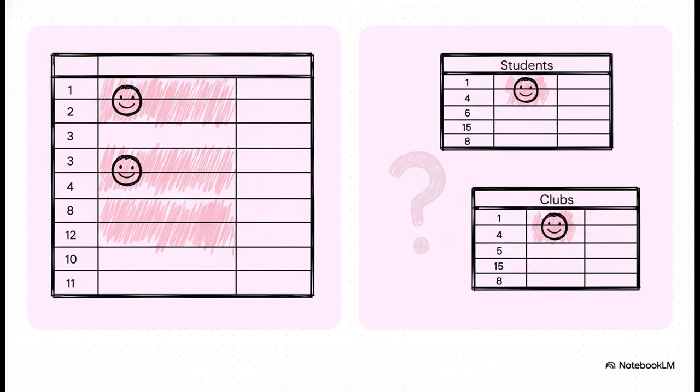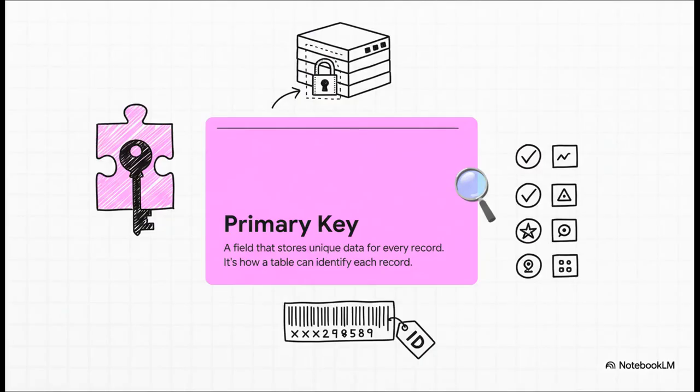But that brings up a new problem, right? How do we link them back together? Well, the first part of our puzzle is something called a primary key. The easiest way to think about this is like a unique serial number for every single row in a table. In our student table, the student ID, or SID, is the perfect primary key. No 2 students can have the same one, so it's a guaranteed way to identify each person.